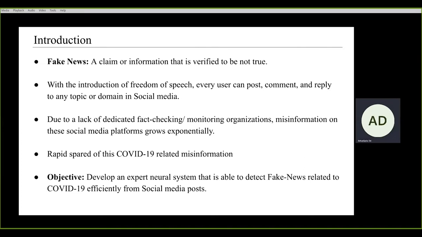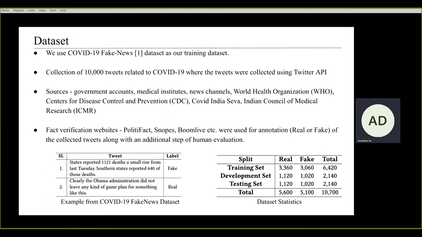So with those problems in mind, we are going to take up the objective of developing an expert neural system to be able to detect fake news in COVID-19 situation from social media posts. The dataset that we have used is COVID-19 fake news dataset, which is a very important benchmark dataset. It is a collection of 10,000 tweets that has been collected using Twitter API. The sources are different government accounts, medical institute channels, World Health Organization, CDC, and different kind of Indian medical organizations. Further, they have been fact verified using PolitiFact, Snopes, and Bloom's Live, etc., and were annotated as real or fake news. Afterwards, they have been also annotated using an additional step of human evaluation.